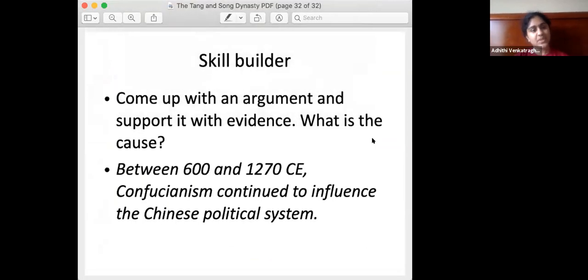All right. So after we've done all of that, come up with an argument and support it with evidence. What is the cause? So between 600 and 1270 CE, Confucianism continued to influence the Chinese political system. So come up with an argument on this and come up with some evidence. So how did Confucianism influence the Chinese political system during this time period?